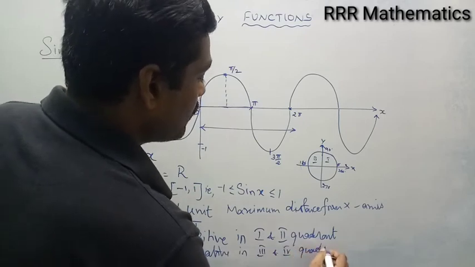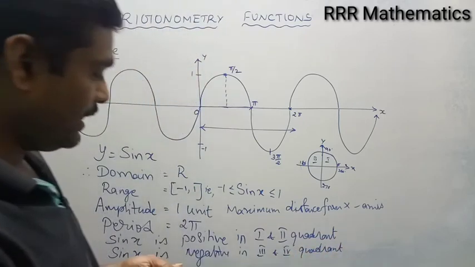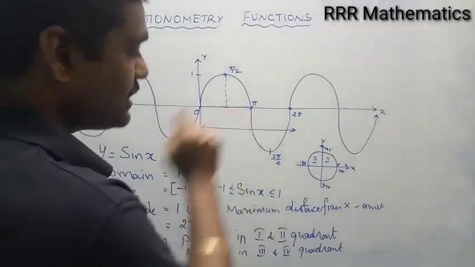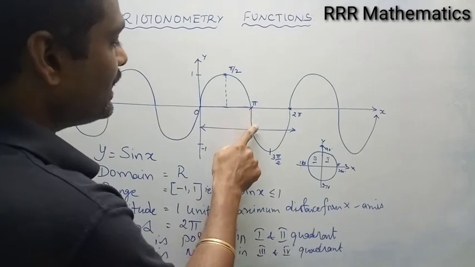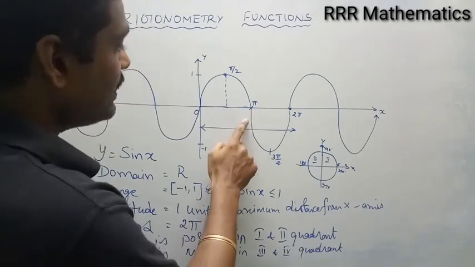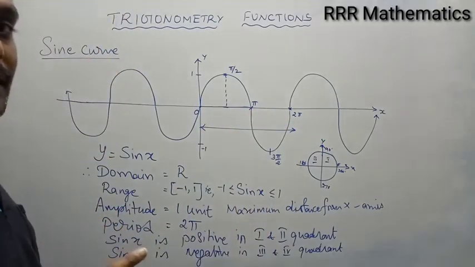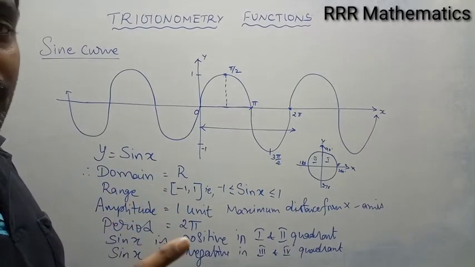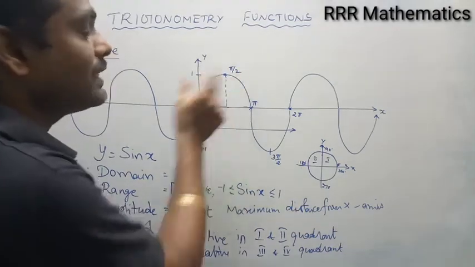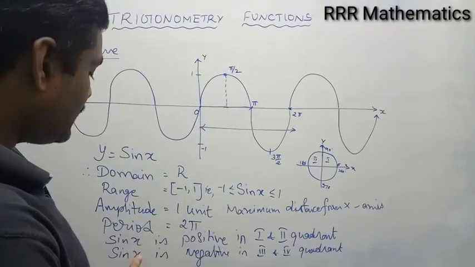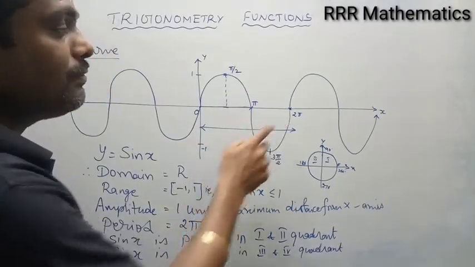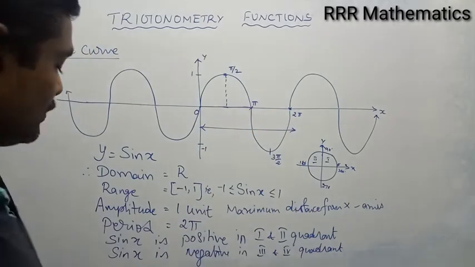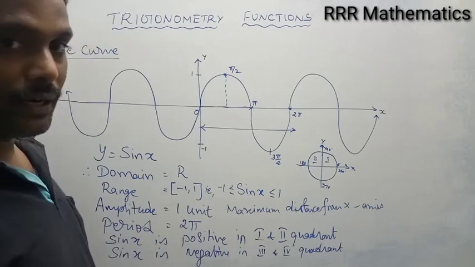Okay, so what can you understand? The sine curve is positive in the first and second quadrant, and it is negative in the third and fourth quadrant. You must know the reason: sin x is positive in the first and second quadrant because from 0 to 180 degrees it lies above the x-axis, and negative in the third and fourth quadrant because from 180 to 360 it lies below the x-axis. Is it clear?